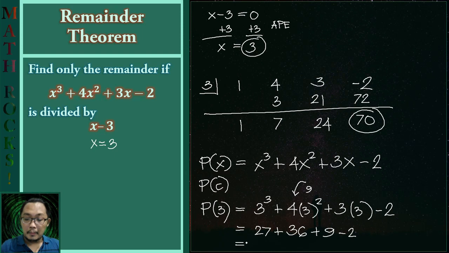And combining all these terms, we will have 27 plus 36, which is equal to 63, plus 9, we have 72, minus 2, we will have 70. So notice that this is the same as this answer.